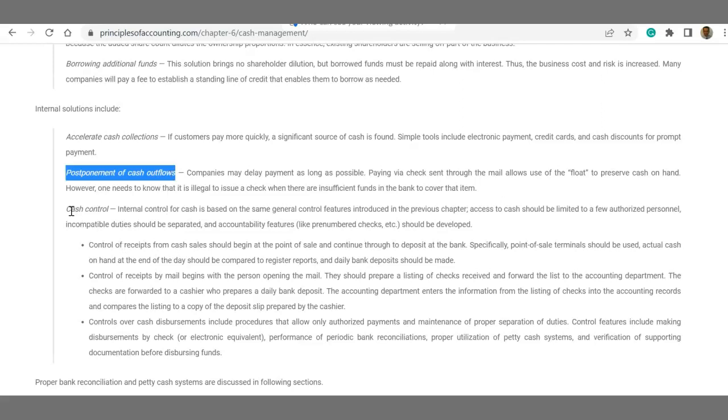And cash control, obviously, is a good idea. Internally, you can have more control on your cash and make sure there is no funny business going on, and there's no employee theft or anything else in between. So you can read about the cash control possibilities here.